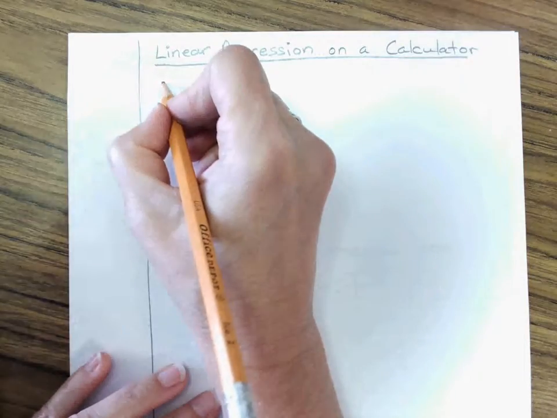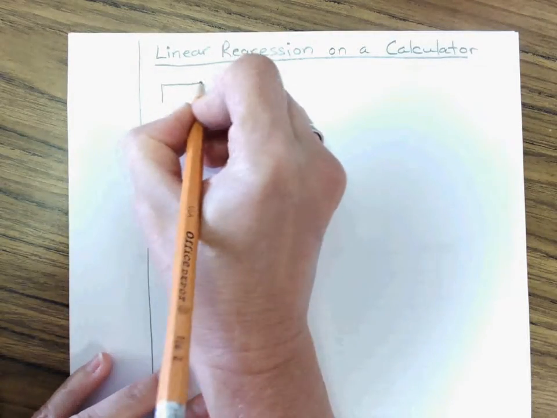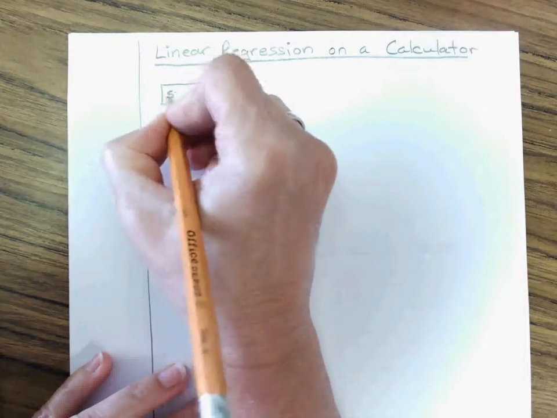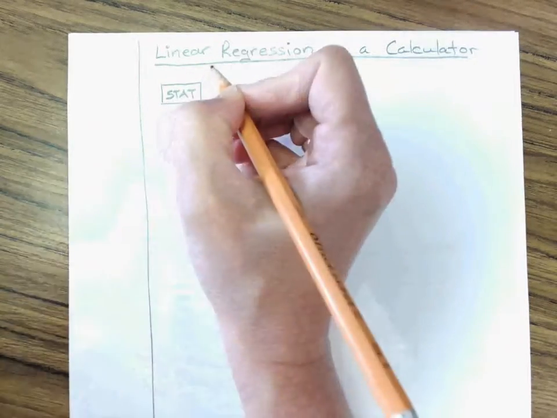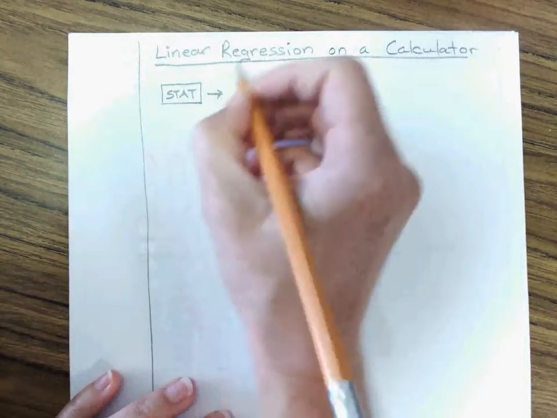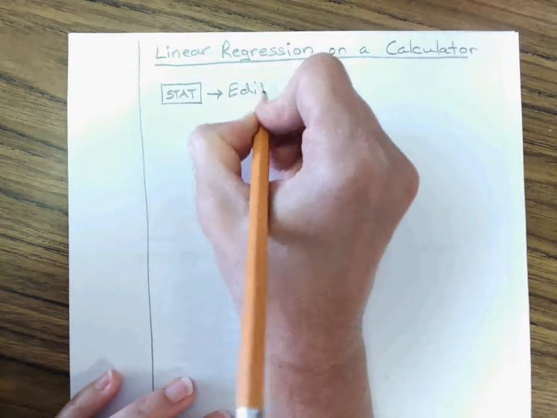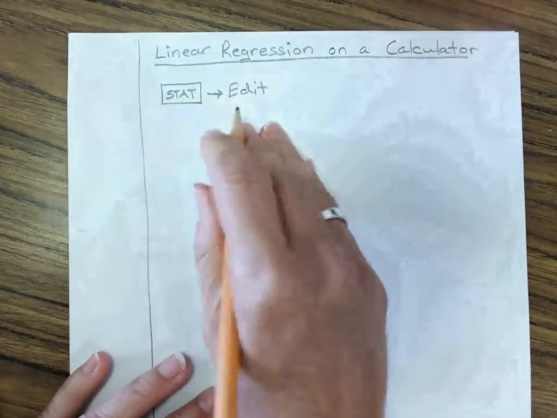Okay, so the first button you're going to push is the Stat button. So for buttons, I'm going to draw little rectangles like that. So you're going to do stat, and you're going to choose the option edit. That's the first step, and this will make sense in just a second when I show you.